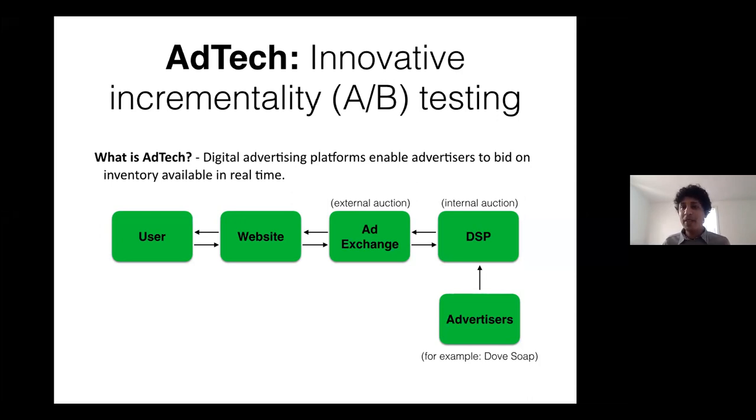How do we know? Maybe those 20 would have just gone and bought Dove soap anyway. We don't know that. So the advertiser doesn't know that. So advertisers usually come and say, hey, you know what? Show me the incremental value of me spending this $50,000 on your platform to show ads. So the demand side platform says, oh, you know what? Sure, we can do an incrementality test for you.